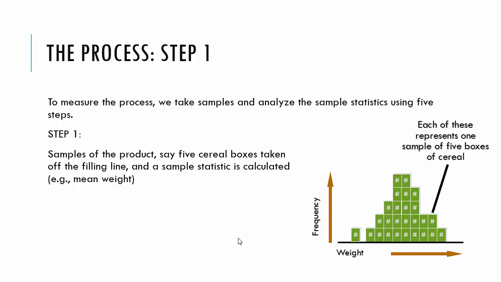For example, suppose we want to measure how a cereal box filling line is performing. We often want to sample at regular intervals, say every hour. So in 1 hour, we may randomly select a sample of 5 cereal boxes. We weigh each one and then take the average of those 5 boxes. This is our sample statistic. In the picture, each green box represents that sample statistic for the hour.